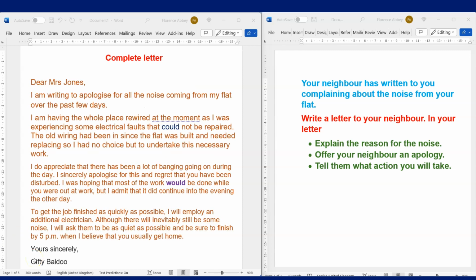All right, so here is the finished letter. Let's read through. Remember, our question was about our neighbor, so let's read. Dear Miss Jones, I'm writing to apologize for all the noise coming from my flat over the past few days. I'm having the whole place rewired at the moment, as I was experiencing some electrical faults that could not be repaired. The old wiring had been in since the flat was built and needed replacing, so I had no choice but to undertake this necessary work.